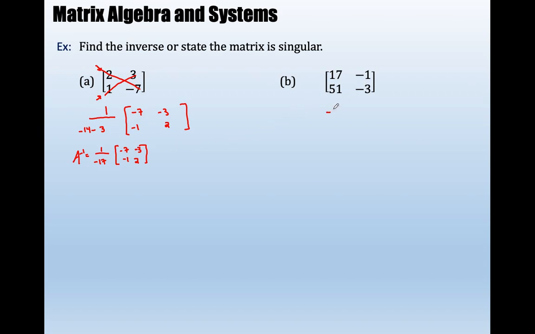How about this one? Right? It's 1 over that product times the adjoint. And the adjoint is switch and negate. And then the product is main minus minor. Uh-oh, what is this? Blows up. This matrix has no inverse. It's singular.